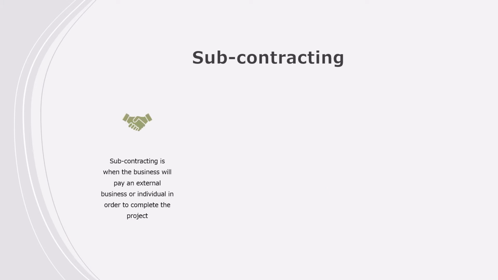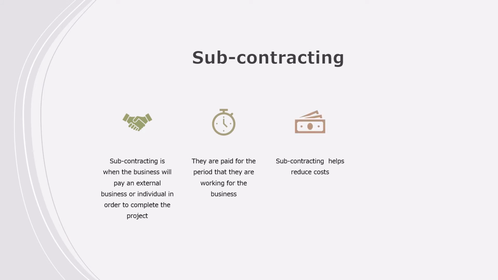Subcontracting. Subcontracting is when the business will pay an external business or an individual in order to complete the project. They are paid for the period of time that they are working for the business. Subcontracting can help reduce cost, and it helps the HR to respond to demands in skill.